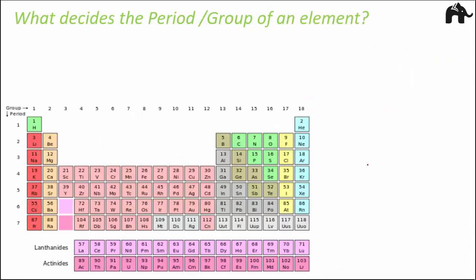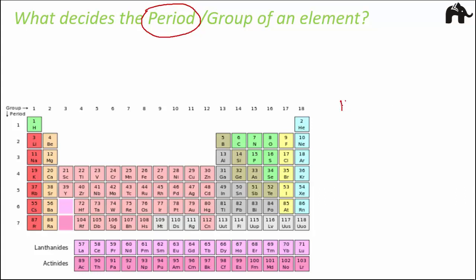Now, a most important question is, what decides the period or group of an element? So how do we know, out of these so many elements? Now, if you know the electronic configuration, you will be able to decide the period and group of an element. Let us talk about finding the period first, and then we will talk about how to find the group.